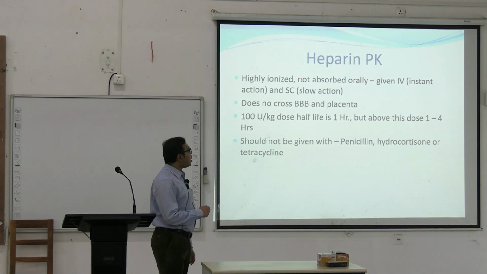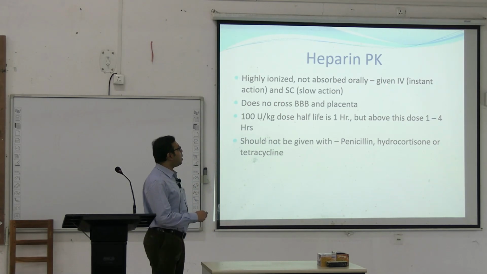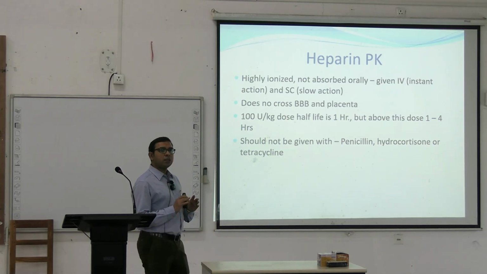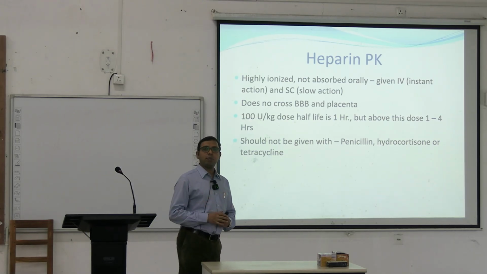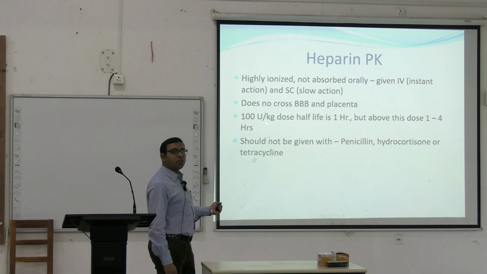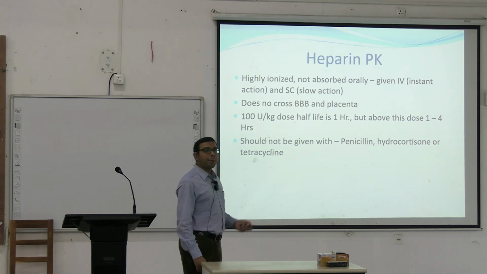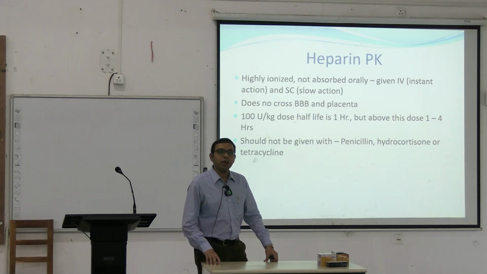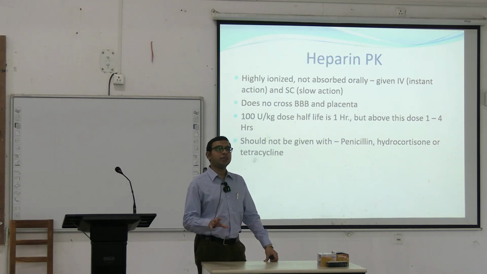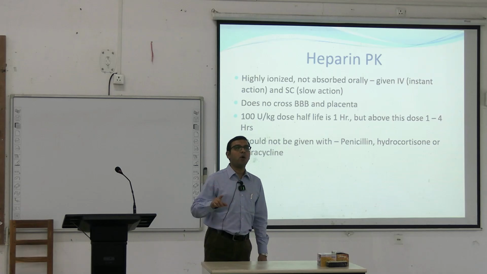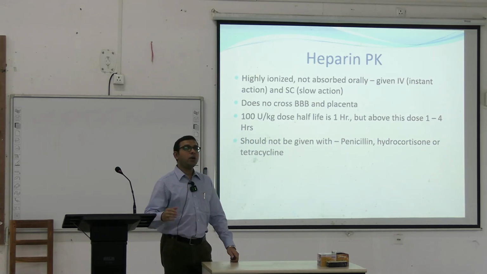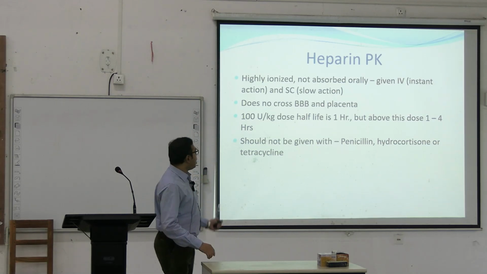Heparin is highly ionized. It is not absorbed orally. It is usually given intravenously or subcutaneously. Subcutaneous is usually done in case of the low molecular weight heparin. It does not cross the blood-brain barrier as well as the placenta. That's why if we are asked what is the anticoagulant of choice in case of pregnancy, heparin is the answer, because oral anticoagulants like warfarin will cross the placenta and will cause a teratogenic effect. So if in pregnancy we need anticoagulation, we have to give heparin.